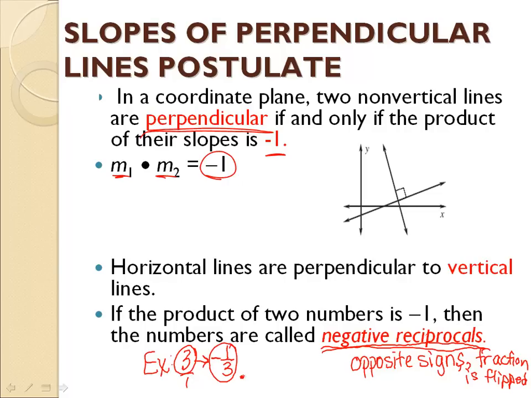Another one like this, if I had a slope of -2/5, well, the opposite sign would be positive and the reciprocal is 5/2. So these would be negative reciprocals as well. If you had a line with a slope of -2/5 and another line with a slope of positive 5/2, you would know that those two lines are perpendicular to each other. Just like if you had a line with a slope of 3 and another line with a slope of -1/3, you would know that those two lines are also perpendicular to each other. And if you multiply these together, you would get -1.